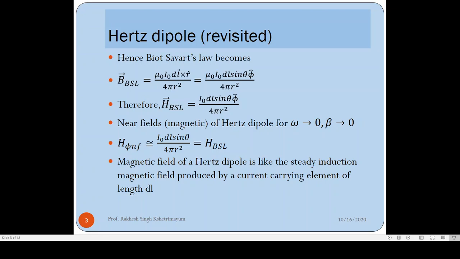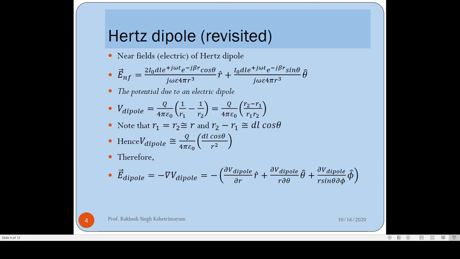Similarly, we'll also observe another relation for the electric field. If you consider the near field electric field of Hertz dipole, it has two components, one along the radial direction, one along the theta direction. We have already derived this. So for the near field component, it will have variation with respect to r as 1 by r cube here, 1 by r cube here.